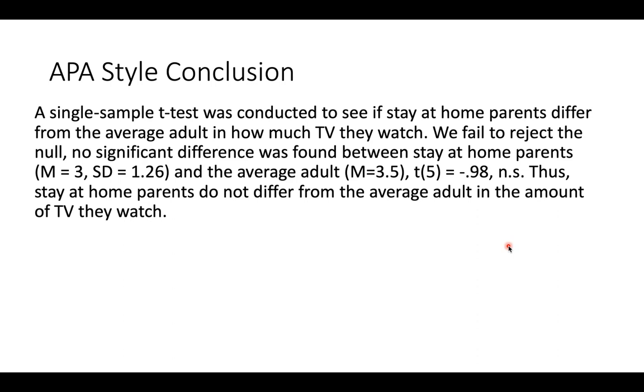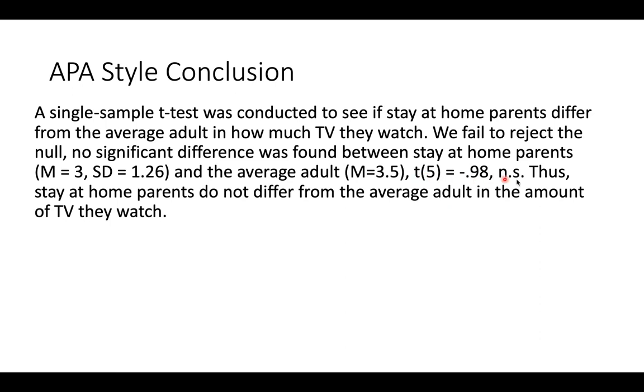So we told our reader whether we failed to reject or rejected the null. We failed to reject, so there's no significant difference. Then we provided our 2 groups, our experimental sample, and the people that we were comparing them to, with the descriptive statistics for each. We calculated our mean and the standard deviation from our raw data with our stay-at-home parents. And then our average adult, the population, was given to us.